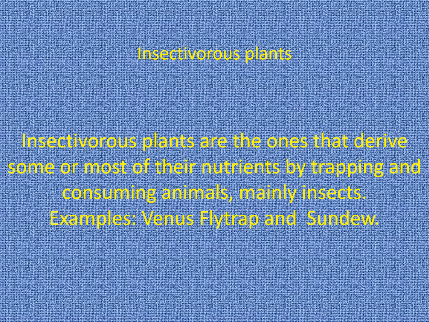Now let us see what are insectivorous plants. Insectivorous plants are the ones that derive some or most of their nutrients by trapping and consuming animals, mainly insects. The examples of insectivorous plants are Venus flytrap and sundew.